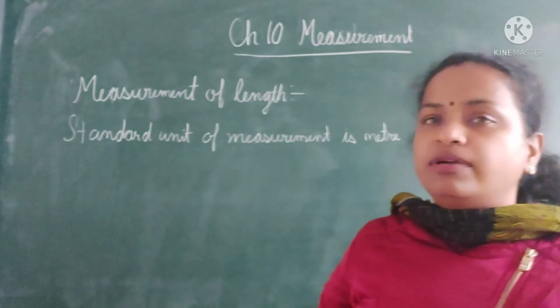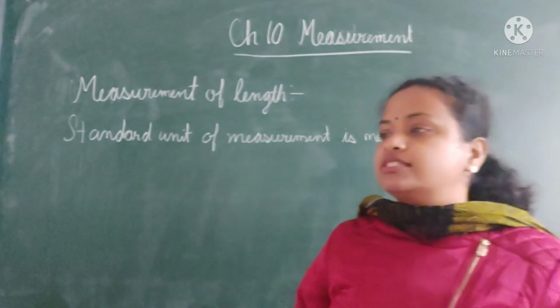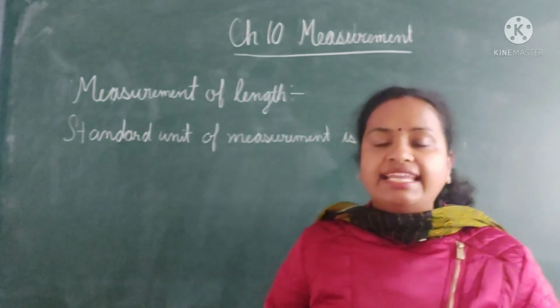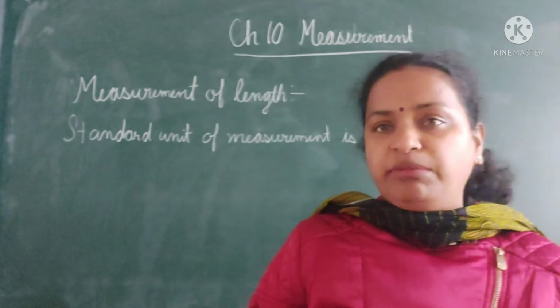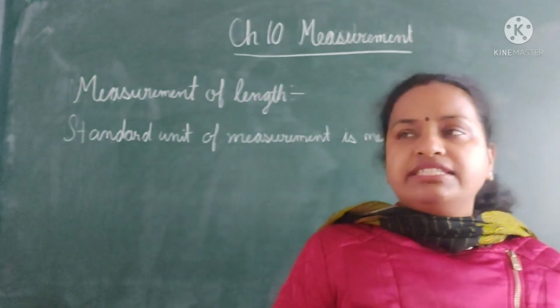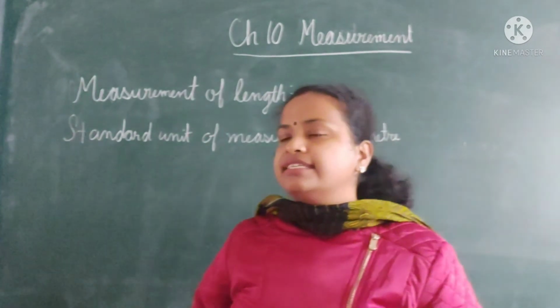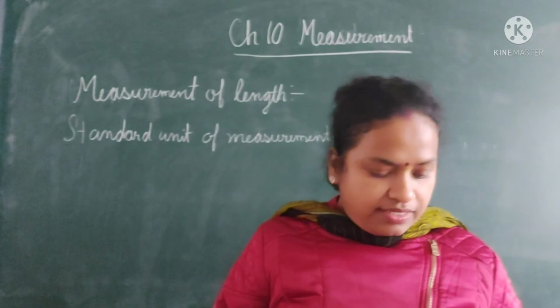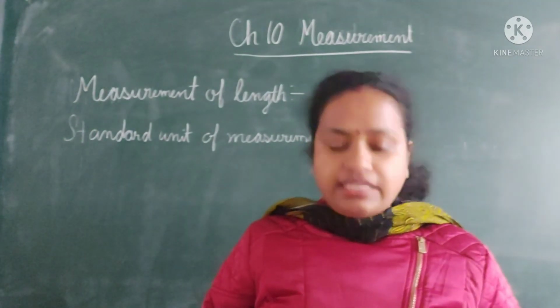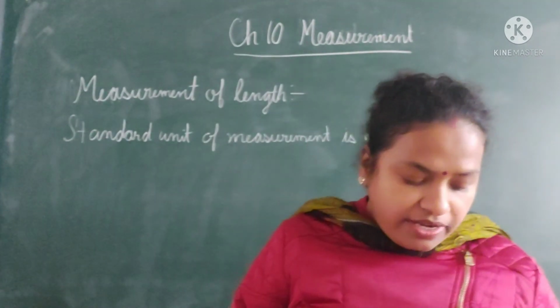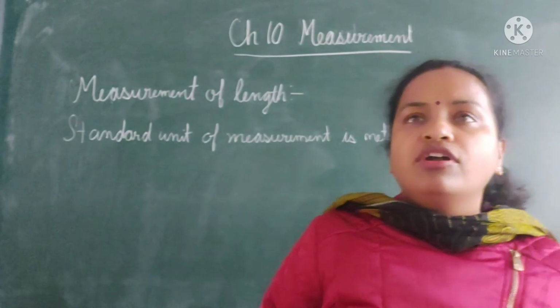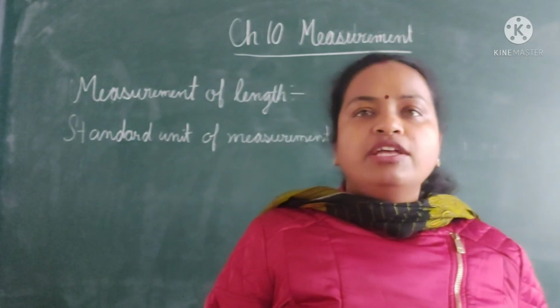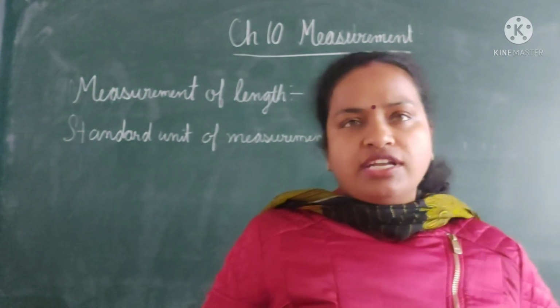Or when you make anything, you say that you need 1 meter of cloth or 1 meter of paper. So that is about how much length you need. Then in olden days, people used their body parts to measure length. What happened in olden days? People were using their body parts to measure length.